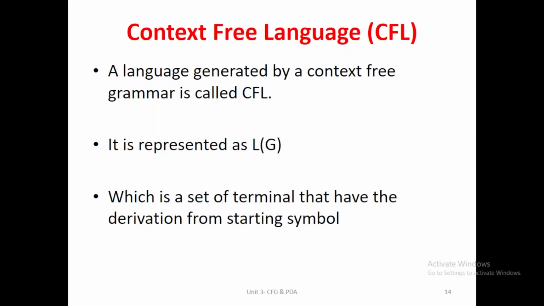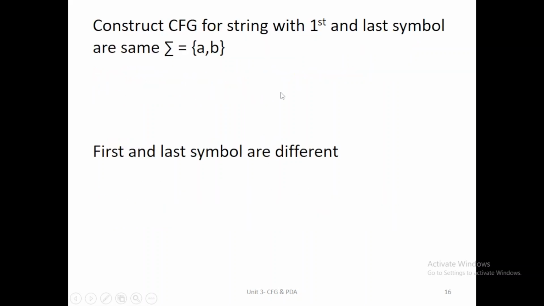Today in class we are going to discuss context-free languages and the construction of context-free grammar from a given language. If you take the definition of a CFL, a language which is generated by a context-free grammar is called a context-free language. Language is always represented with a capital letter L, and grammar is represented with G, so it is denoted L(G).